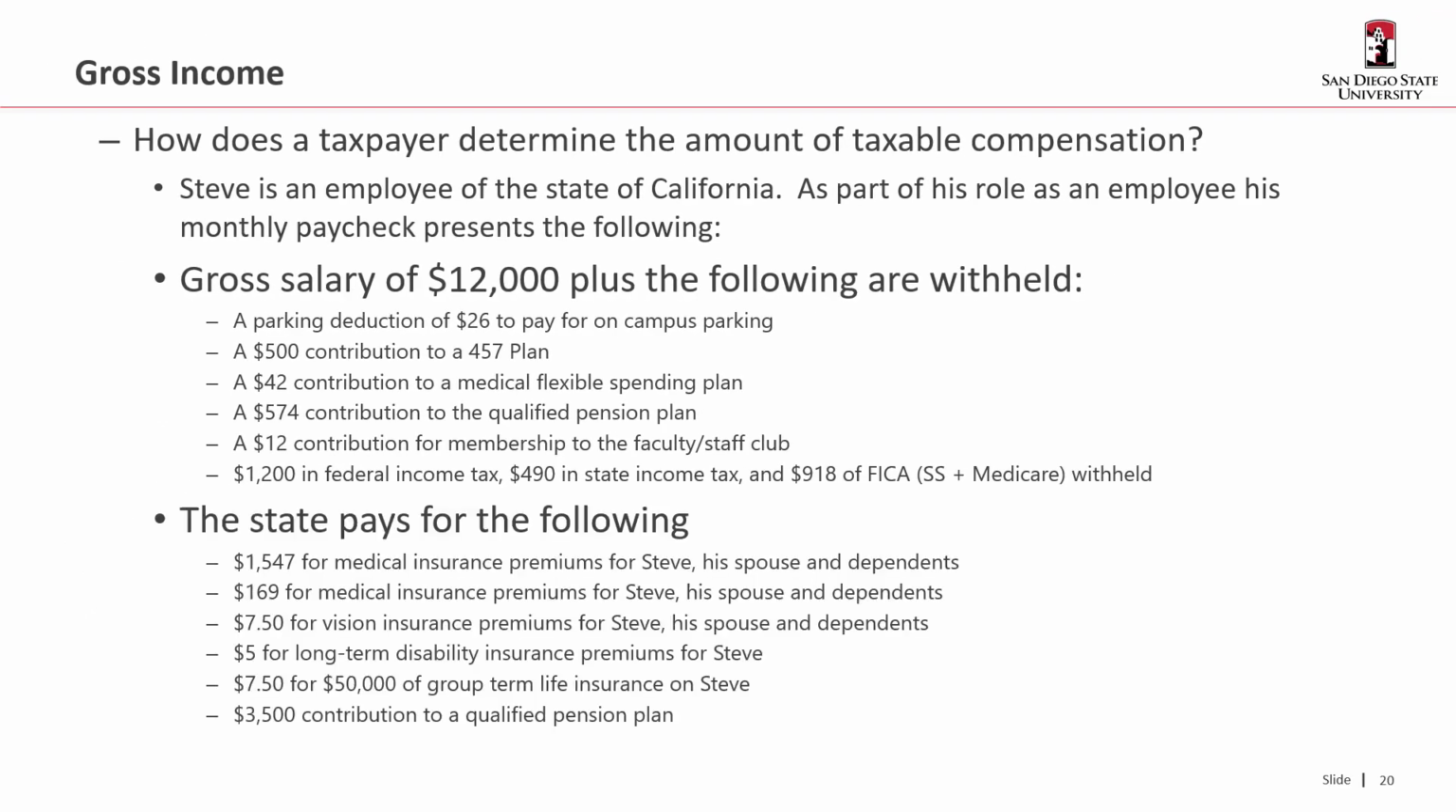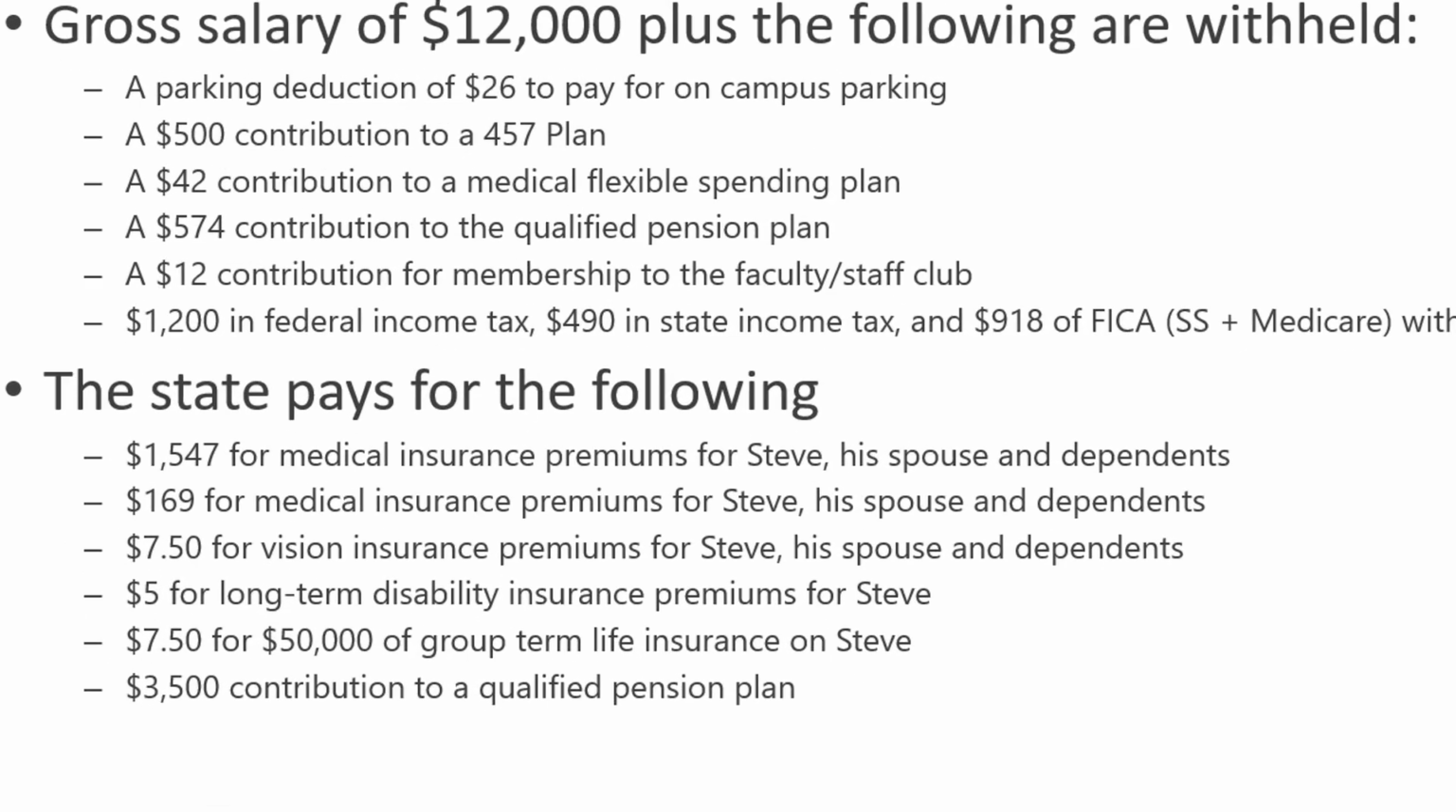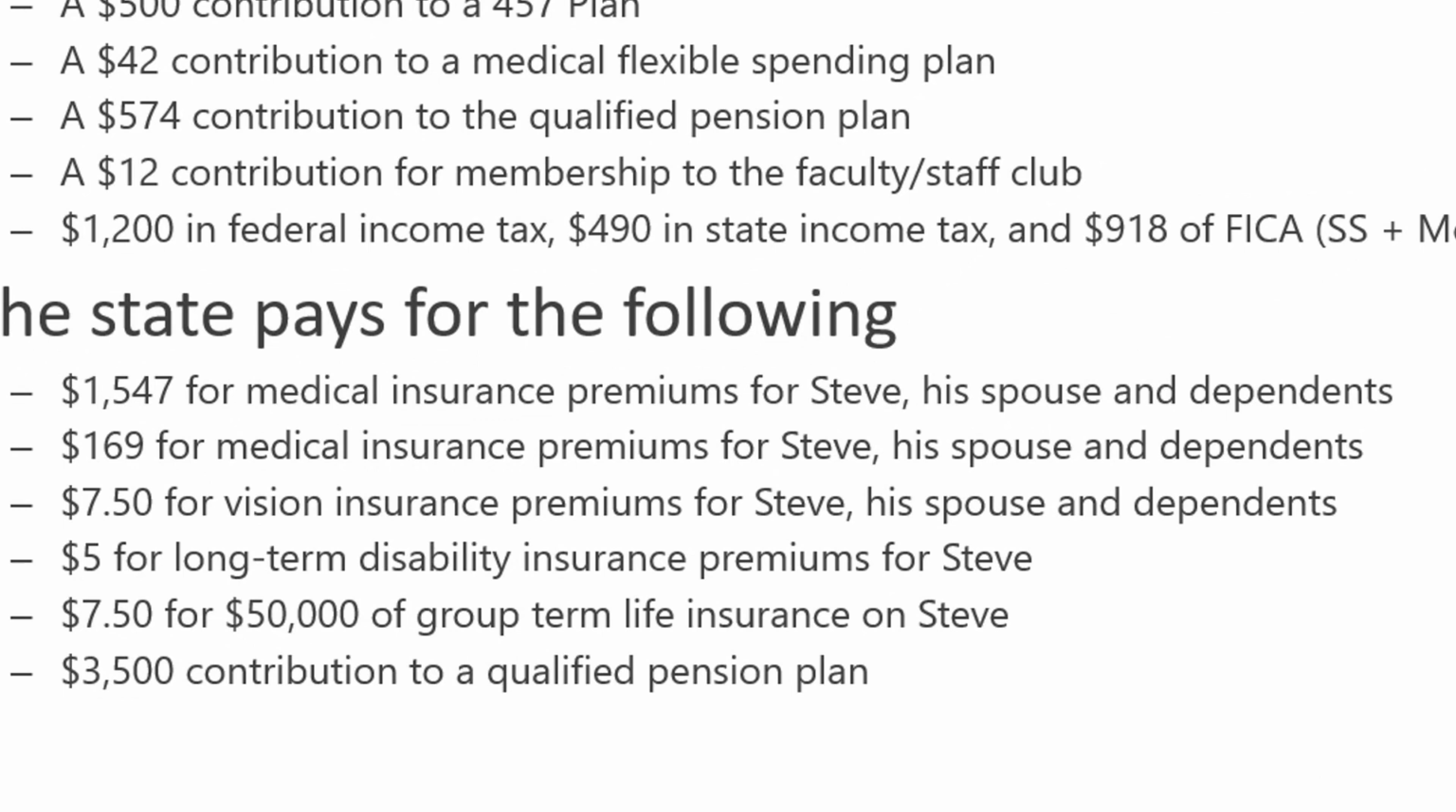But we're not done there. The state also contributes on Steve's behalf each month $1,547 for medical insurance premiums to cover Steve, his spouse, and his dependents. $169 for dental insurance premiums for the same. Sorry, that shouldn't say medical, that should say dental. $750 for vision insurance for Steve, his spouse, and dependents. $5 a month for long-term disability insurance premiums. Another $750 for $50,000 worth of group term life insurance on Steve.